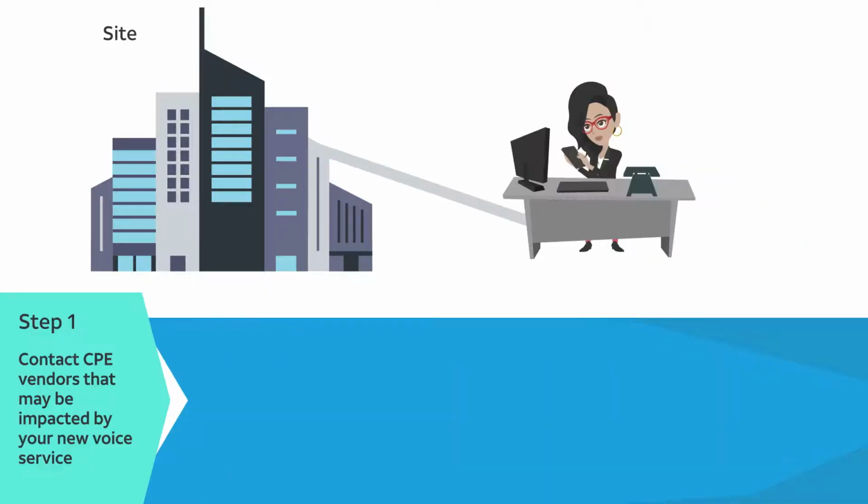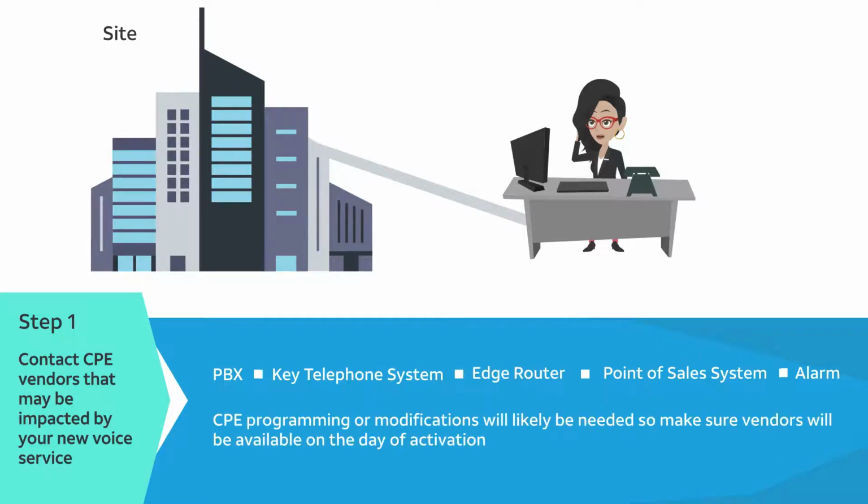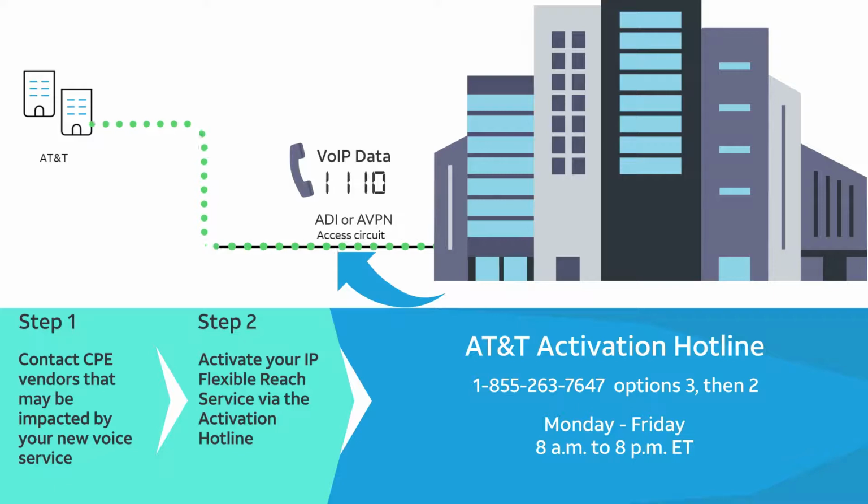First, you need to contact the vendors of any customer premise equipment that may be impacted by your new IP Flexible Reach voice service. Examples might include a PBX or key telephone system, edge router, point-of-sale system, alarm, etc. You will likely need modifications or programming to the CPE, so make sure the vendors will be available on the day of activation.